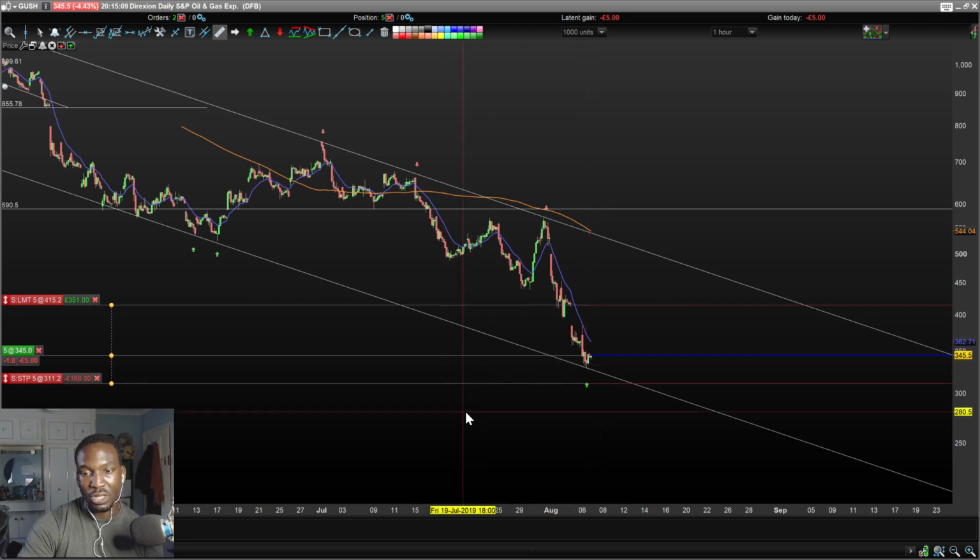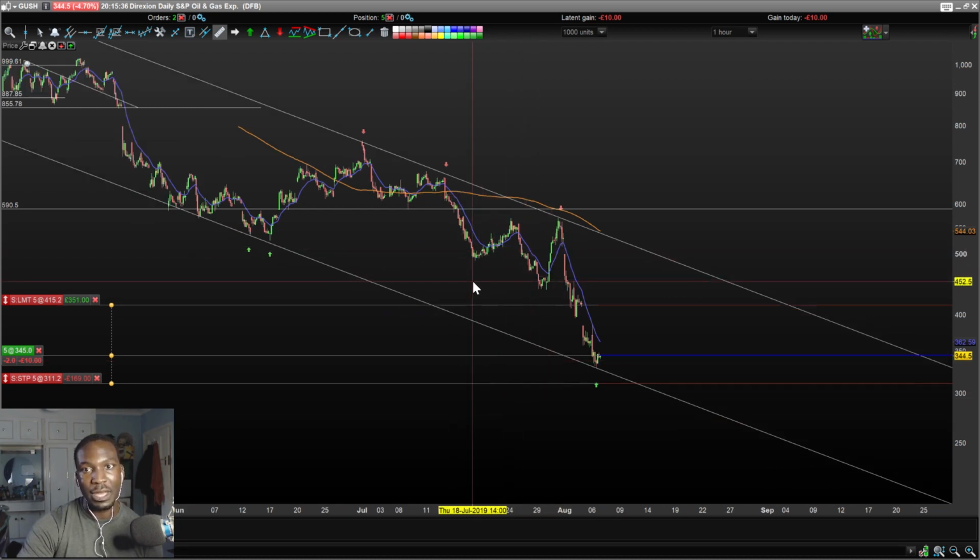I'm just going to see how this plays out for the next couple of days, and hopefully it'll be a nice little long position and take profit at around £350. So yeah, this is the long position I'm taking right now for GUSH, the oil and gas ETF.